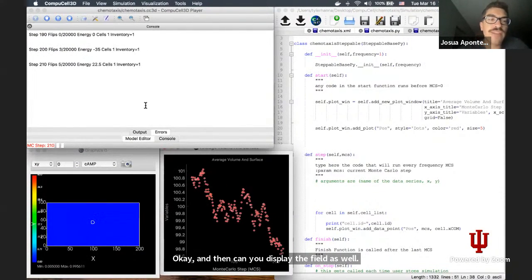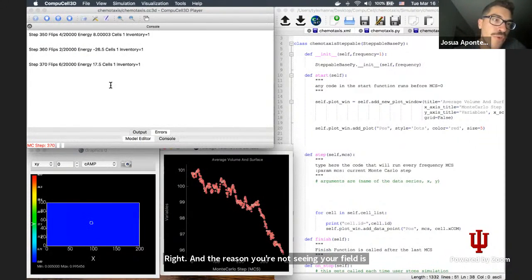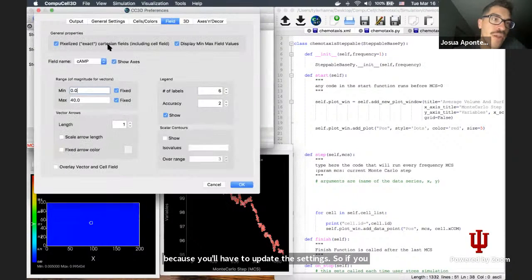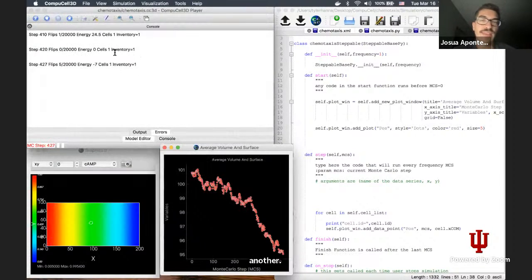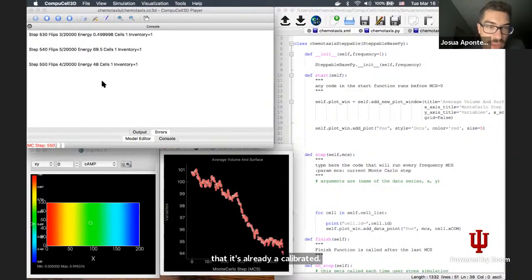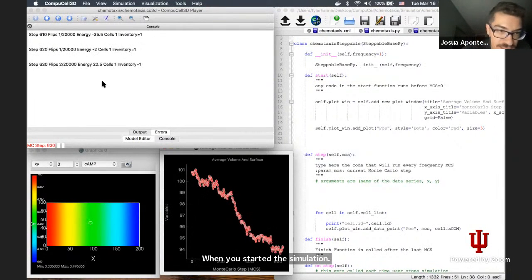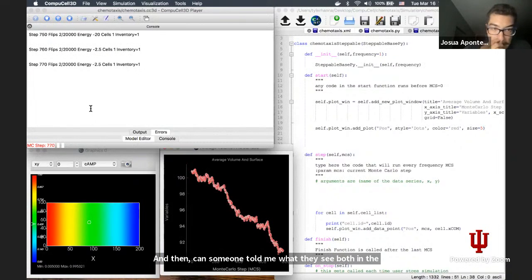Right, and the reason you're not seeing your field is because you'll have to update the settings. So if you go to configurations here, fields, and then the fix is the maximum is going to be 1. We know that because we set it up to be 1, right? Another option is just to let it flow. So you guys see that it's already equilibrated when you started the simulation. And then can someone tell me what they see both in the plot and the simulation?